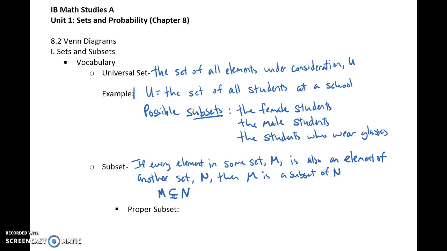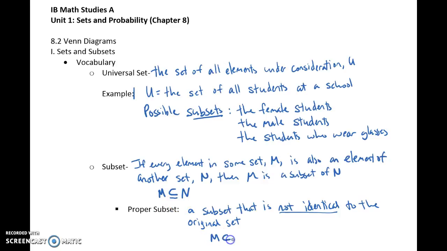Now, we could also have what's called a proper subset. A proper subset just can't be equal to the original. That means it's actually just a smaller group within the original set. So a proper subset of a given set is one that is not identical to the original set. For example, if M is contained within N and not equal to N, then we just take away that little equal to line and say M here is a proper subset of N. So this means M cannot equal N. Okay? So that's some notation for subsets.